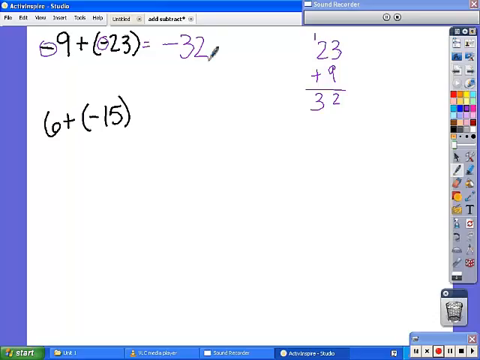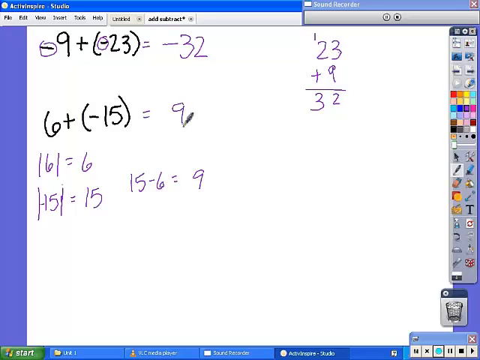All right, the next one, 6 plus negative 15, different signs. Well, remember the rule says to add two numbers with different signs, you're going to find the difference of their absolute values. Okay, so absolute value of 6 is 6. Absolute value of negative 15 is 15. So what's the difference between 15 and 6? You get 9. Now, to determine what sign it has, who was the bigger number, 15 or 6? 15 is bigger. The original number here was a negative, so negative 9. That's all that mumbo jumbo.